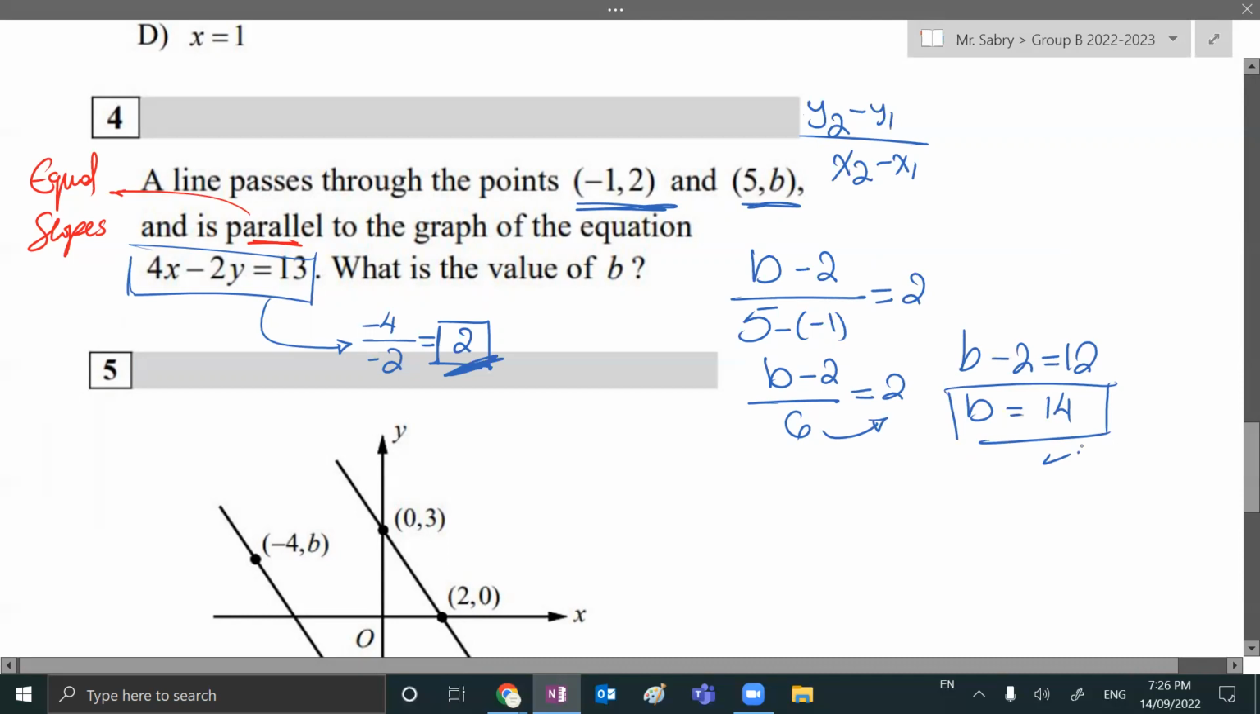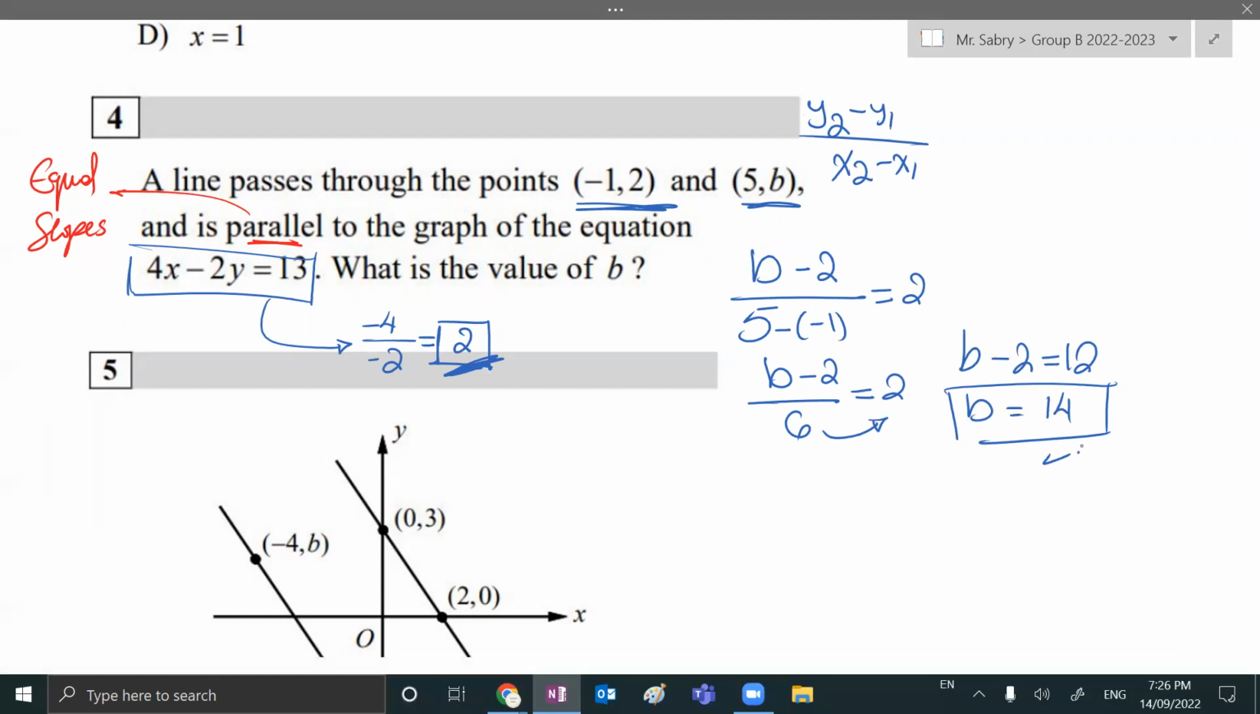Does this one make sense? Because I saw a few mistakes there. So are you sure you understand how we got this answer? Yes, I understand. Appreciate it. Yes. Perfect. Thank you.